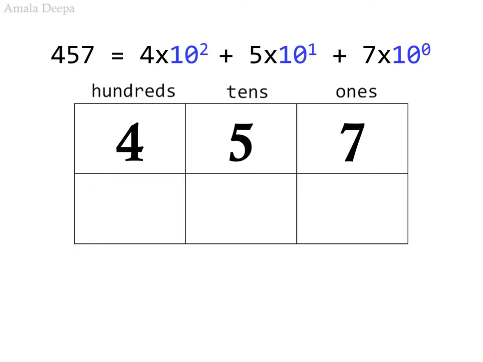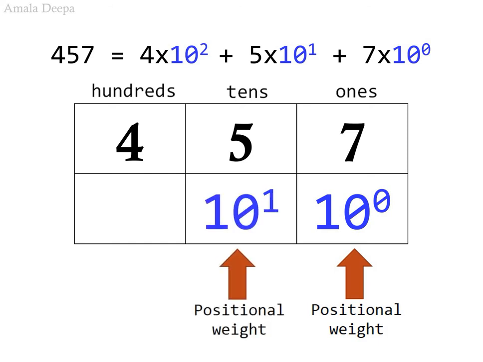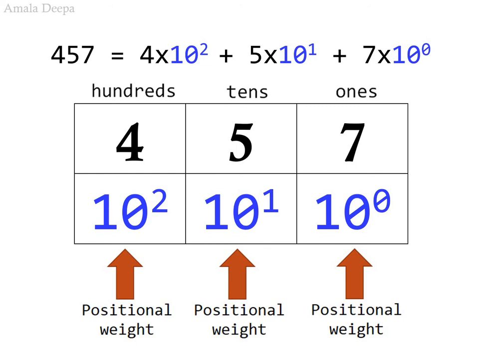The positional weight of the digit 7 is 10 power 0. The positional weight of 5 is 10 power 1. The positional weight of 4 is 10 power 2.